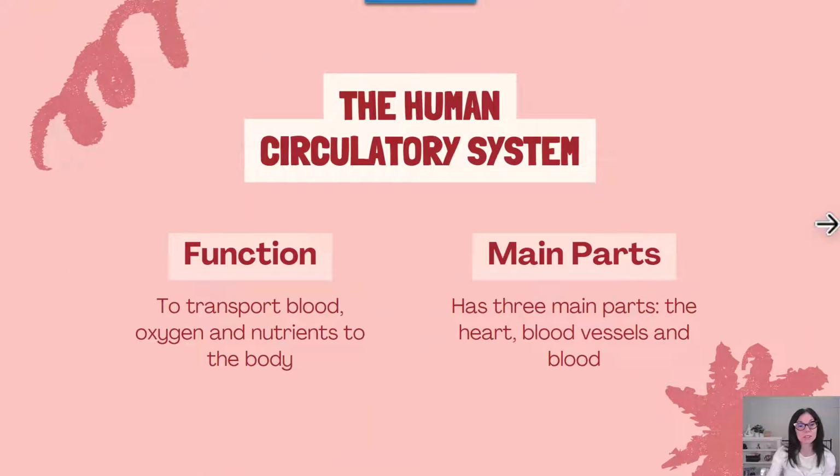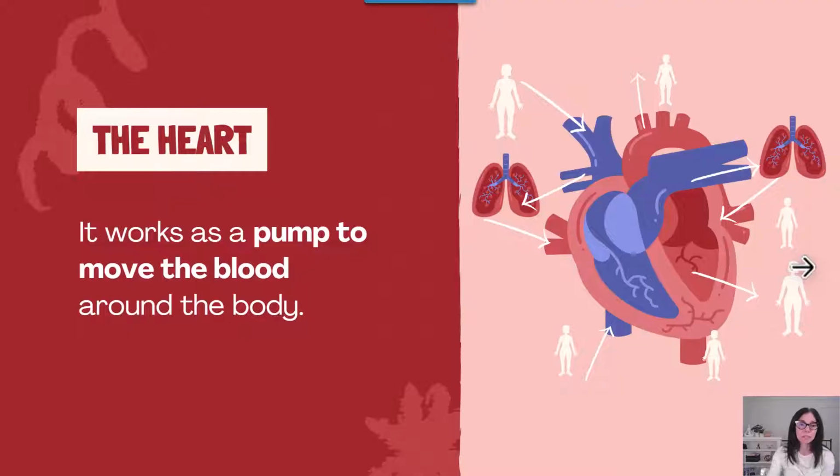The circulatory system. Its function is to transport blood, oxygen, and nutrients to the body. It has three main parts: the heart, the blood vessels, and the blood. Sounds simple, right? It's actually a complex system. It just doesn't have as many parts as a lot of the other systems. Let's start with the heart.